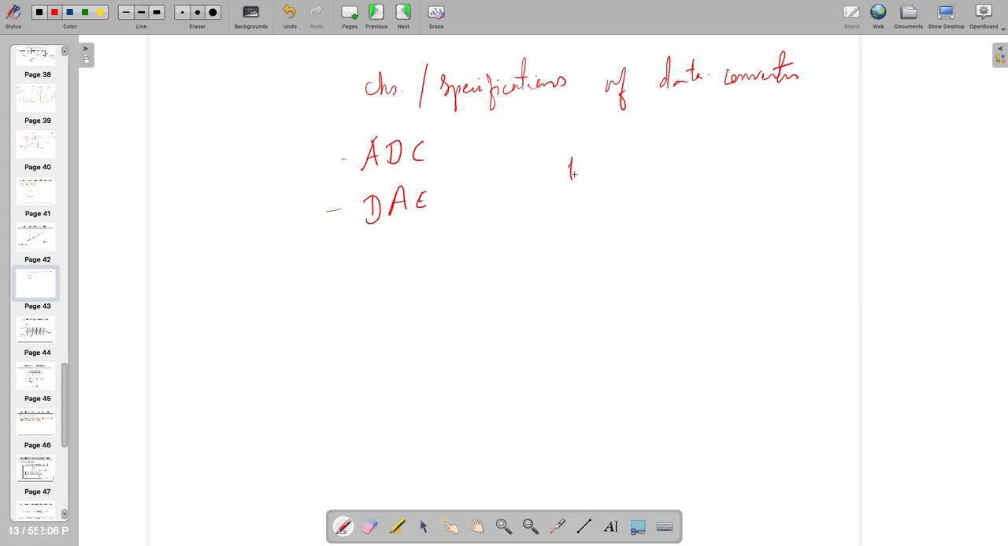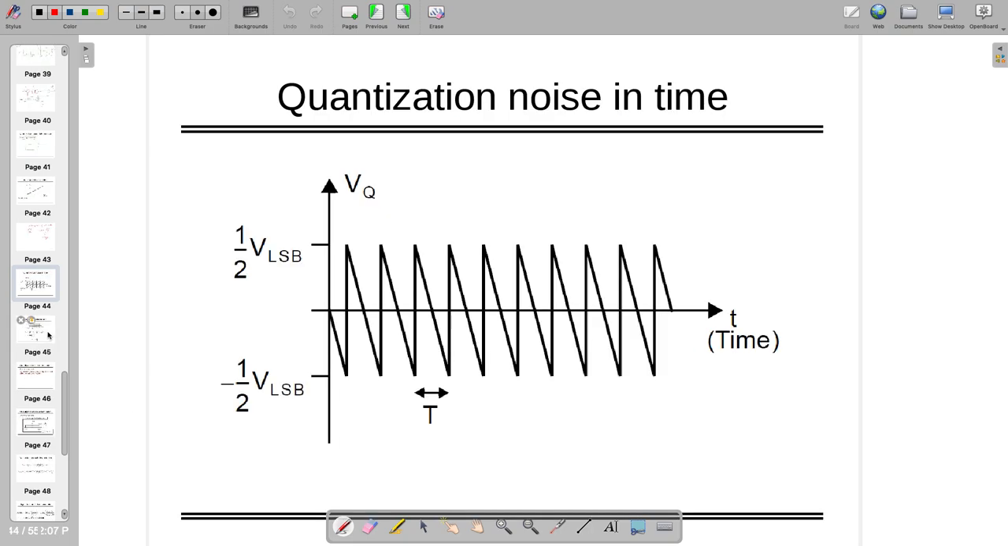there is something called 1 LSB. 1 LSB is equal to how much? VREF divided by 2^n. And for budget purposes, we are making it 0.5 times VREF, so that it is within the budget.